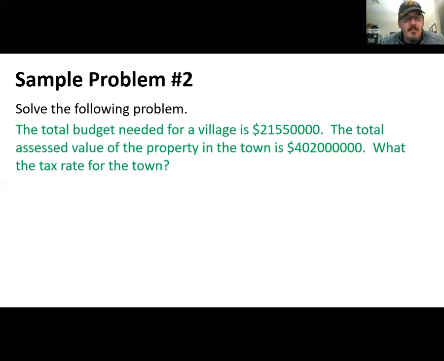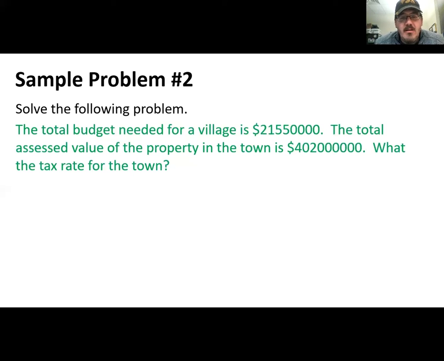Now in this problem, the budget that the town needs to account for is $21,550,000. So that's how much they have to be able to afford to pay for all the services and different things that they have to account for in order to run the town. The assessed value of all properties: you take all the assessed values of the individual homes and businesses and things like that, and add them all up.